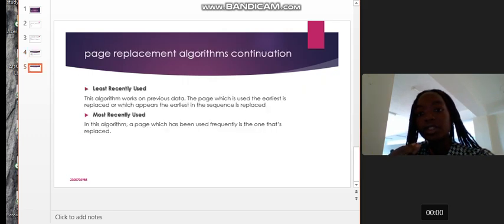Then there's least recently used. This algorithm works on previous data. The page which was used the earliest is replaced, which appears earliest in the sequence. Then we have most recently used, and for this algorithm, a page which has been used frequently is the one that is replaced.